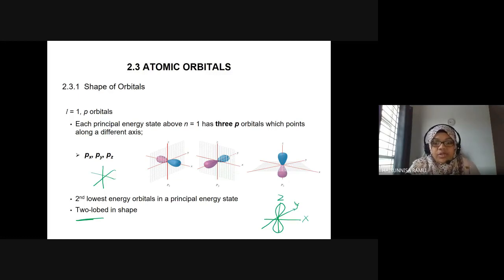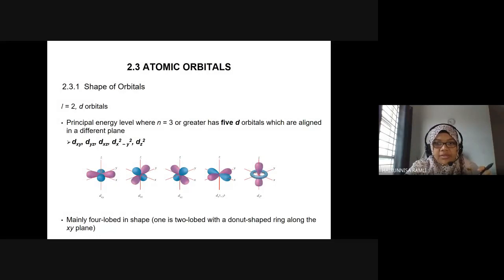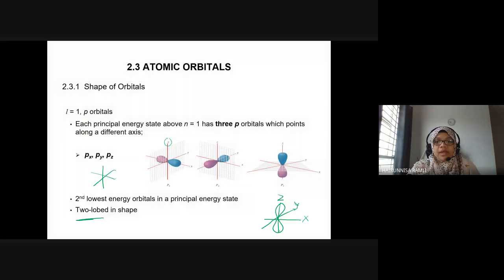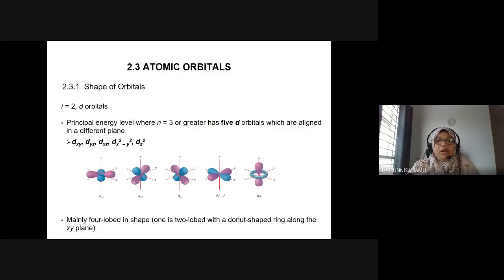Sebab kadang-kadang ada student tanya, ada nota sini dah jadi Y, Z kat sini. Tak ada masalah. Sebab benda ni 3D. You have to imagine ya, benda ni boleh bergerak, berpusing eh. Okay. So L2, ni tadilah yang D tu kan. Macam saya cakap lah, sebenarnya up to this lah. You have to know to draw up to L equals 1. But this one, at least untuk you faham, bila N tu lebih, kita ada D kan. So ada 5 lah bentuk yang you kena ingat. DXY, DYZ, DXZ, DX square minus Y square, DZ square.